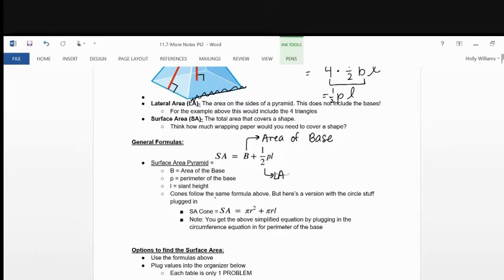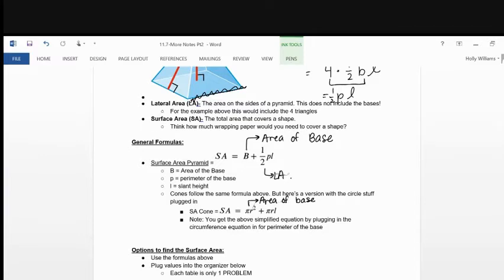Here's the cone one. If you have a cone, pi r squared, what is that formula for? Circumference? Careful, the other one. Surface area? No. It's the area of a circle. So that's basically the area of your base, because if you have a cone, isn't your base a circle? So it's the same formula, I just have the circle stuff plugged into it.